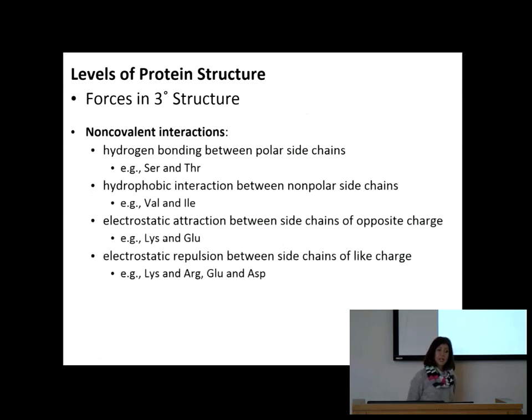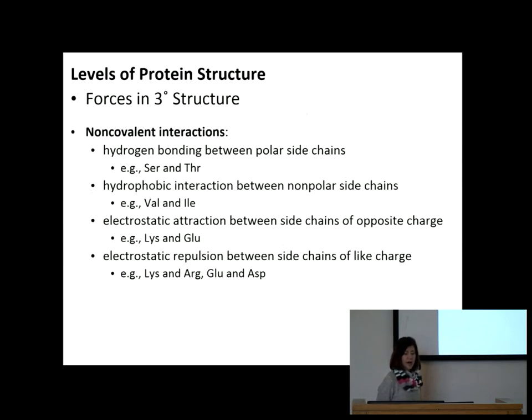This is all side chain interactions. So let's think about our side chains. You might want to even look back in your notes on where I looked at those R groups, the 20 amino acids. Serine and threonine both have a hydroxy group, so they would have hydrogen bonding between each other. There's other ones that will have hydrogen bonding as well, but these are just examples.